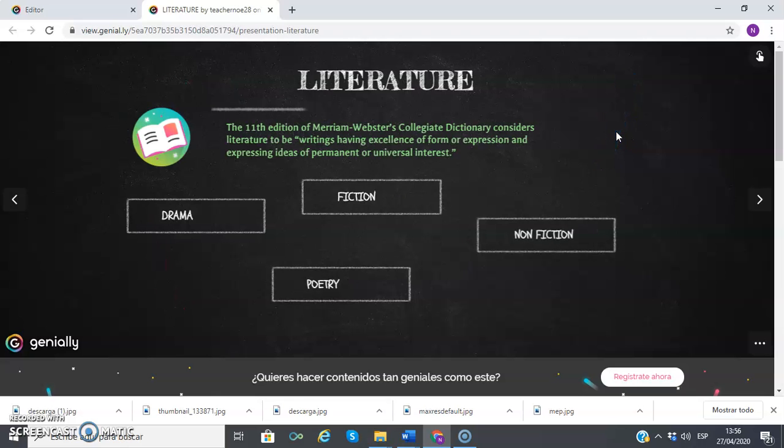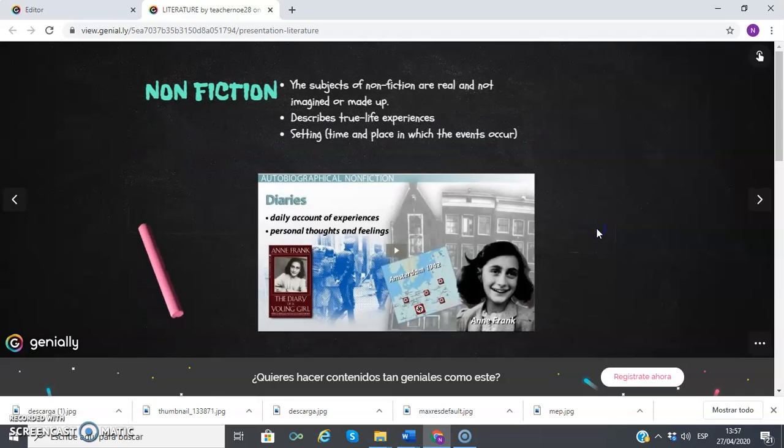The third literature genre is non-fiction. Non-fiction says the subjects of non-fiction are real and not imagined or made up. Describes real or true life experiences, experiencias reales, verdaderas de vida. Setting, time and place in which the events occur. We have an example there, the diary of Anne Frank, in which she describes real life situations that happened to her. Diaries, daily account of experience, principles of non-fiction literature.